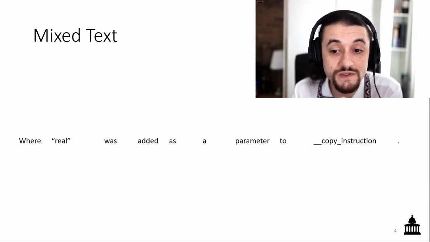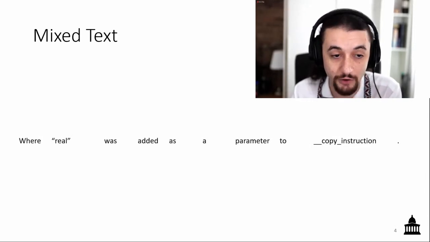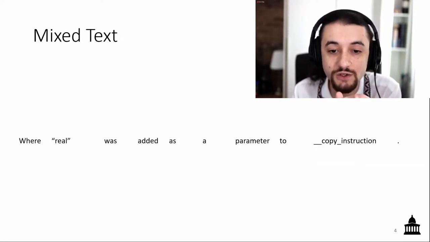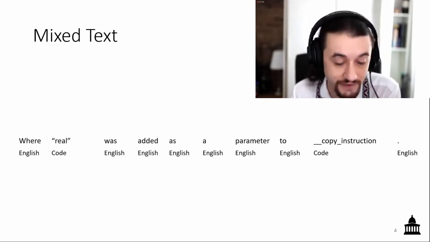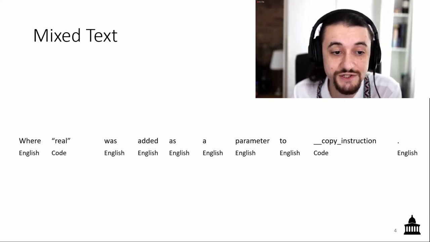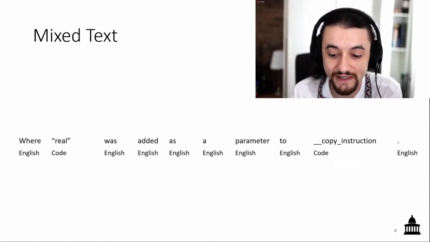POSIT solves two tasks. The first is to separate English from code. Here it identifies two code terms, real, which is in code quotes, and copy instruction, which is not. Heuristics would work here, but in general, vocabulary overlap between English and code would have trouble identifying real.